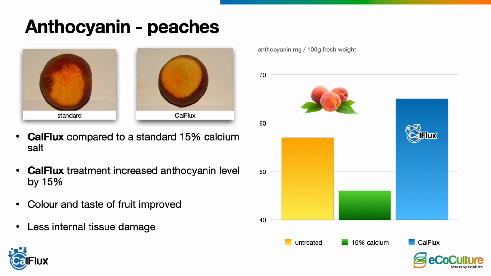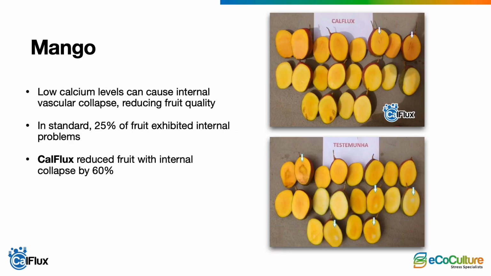Less internal tissue damage. In mango, low calcium levels can cause internal vascular collapse, reducing fruit quality. In the standard, 25% of fruit exhibited internal problems. Calflux reduced fruit with internal collapse by 60%.